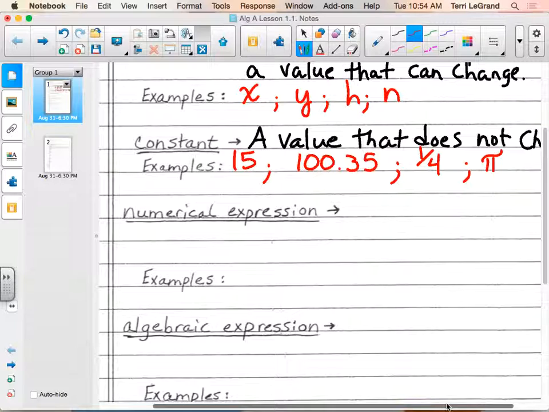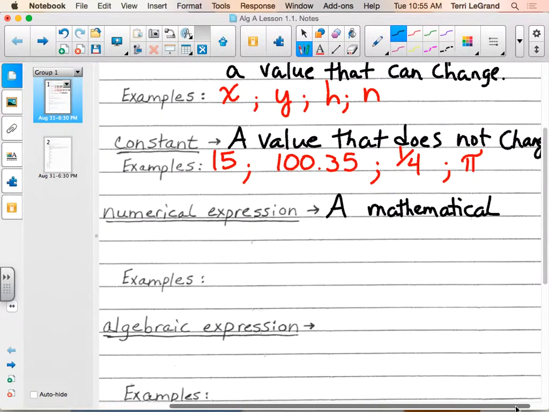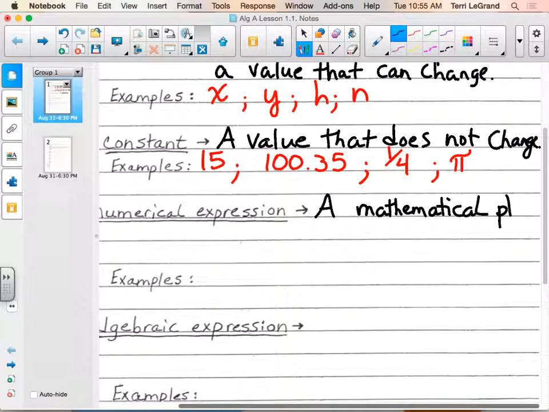So if I say to you for 100 points, put your name at the top of your paper and write down a numerical expression for me, you better be able to do it. You put an equal sign in it, you're done, because there's no equal signs in expressions. So we're going to say a numerical expression is a mathematical phrase. The reason we say phrase is because it's like English. It's part of a sentence, but not a whole sentence.